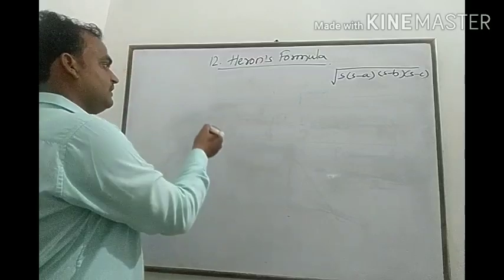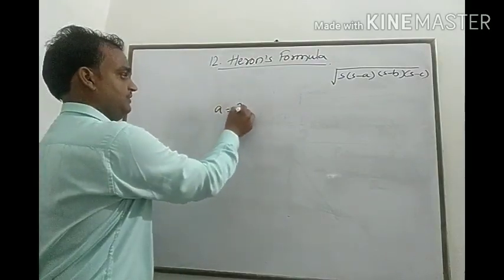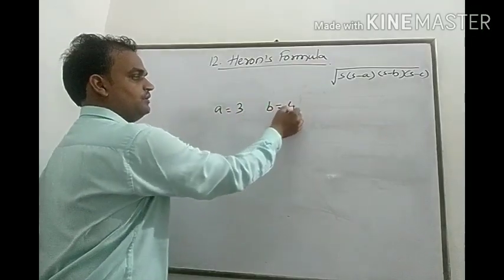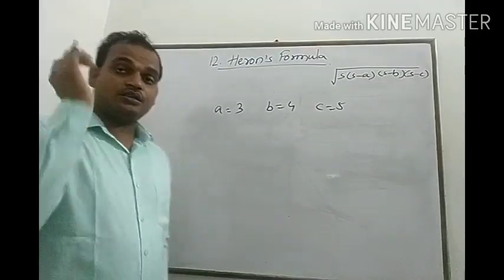Now let us take a triangle which has side A equals to 3, B equals to 4 and C equals to 5. Very basic question.